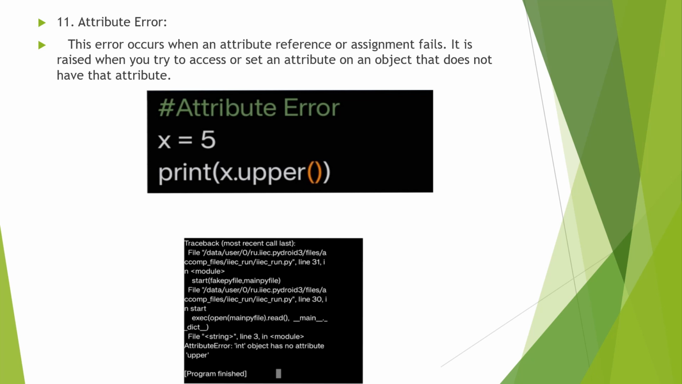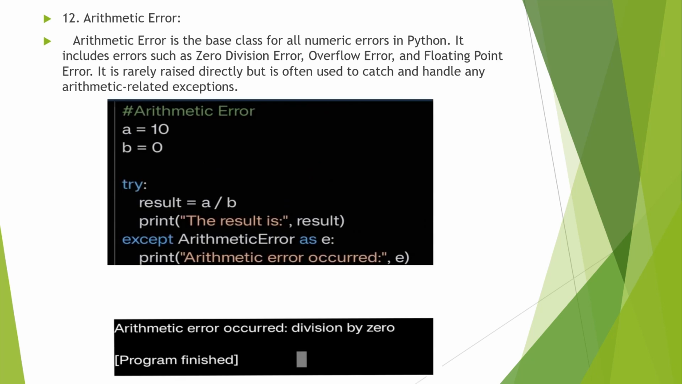This error occurs when an attribute reference or assignment fails. It is raised when you try to access or set an attribute on an object that doesn't have the attribute. In the below code, x equal to 5, and we are trying to print the uppercase of the number. Actually, for alphabets, we can print the uppercase or lowercase, but for digits, it's not possible. So int object has no attribute upper. So attribute error occurs. And the next type of error is arithmetic error.